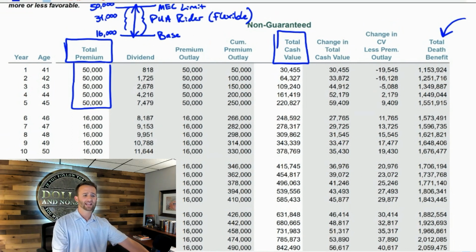So like in this example, we know when we go into a policy that the base premium really doesn't build any cash value for the first couple of years. It's good to know this, and we can talk about that in the policy.